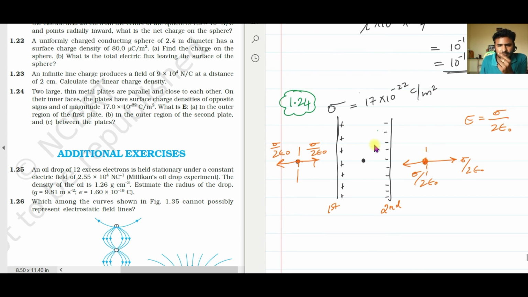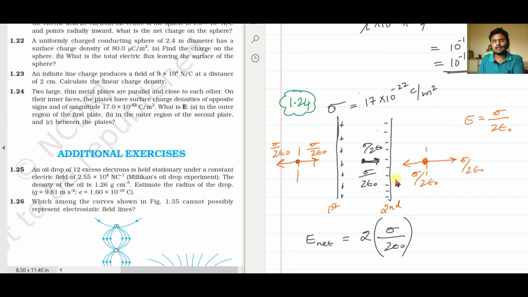Now if you take a point in between, here the electric field due to the positively charged plate will be sigma by 2 epsilon naught to the right, and at the same point the electric field due to this negatively charged plate is also to the right, which is sigma by 2 epsilon naught. So the net electric field between these two plates is going to be 2 times sigma by 2 epsilon naught, because both are in the same direction. Both electric fields are in the same direction, so they will get added up.